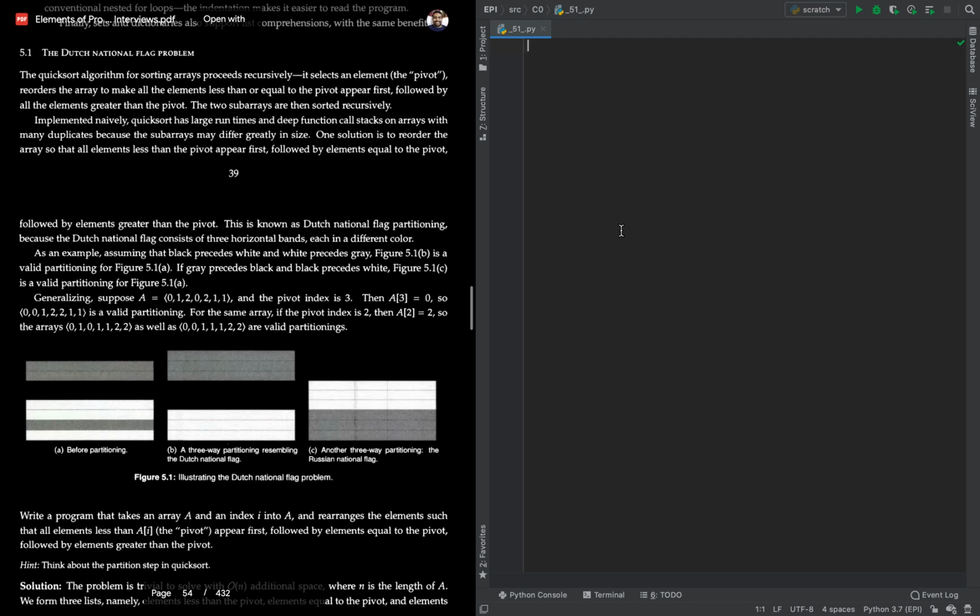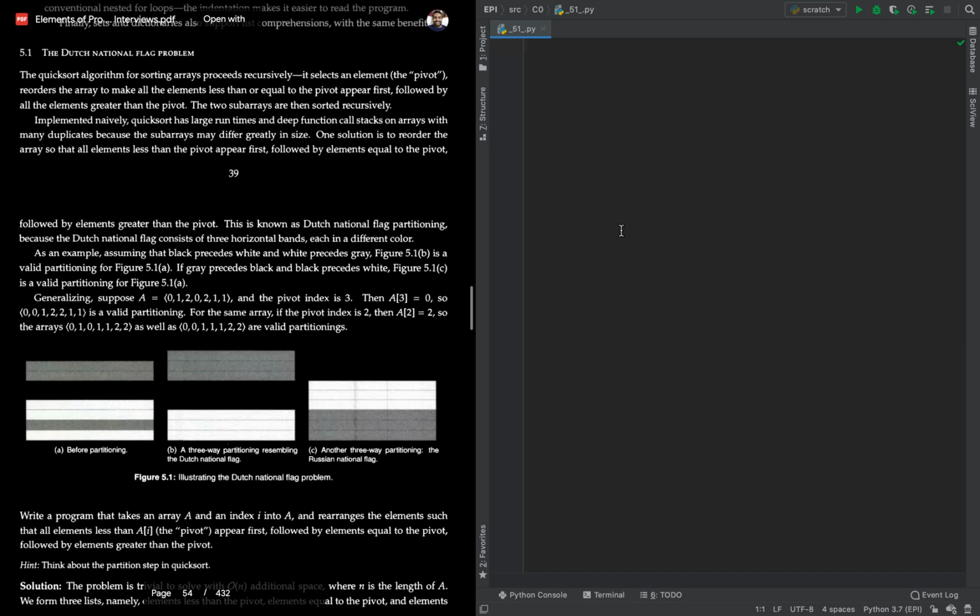The quicksort algorithm for sorting arrays proceeds recursively. It selects an element, the pivot, reorders the array to make all elements less than or equal to the pivot appear first, followed by all the elements greater than the pivot. The two subarrays are then sorted recursively.